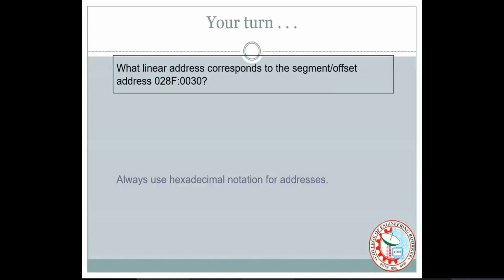So these are the kind of questions you will be having. Now tell me what will be the answer for this one. Quick. What linear address corresponds to segment offset address 028F colon 0030? What linear address corresponds to? I'm asking corresponds to.